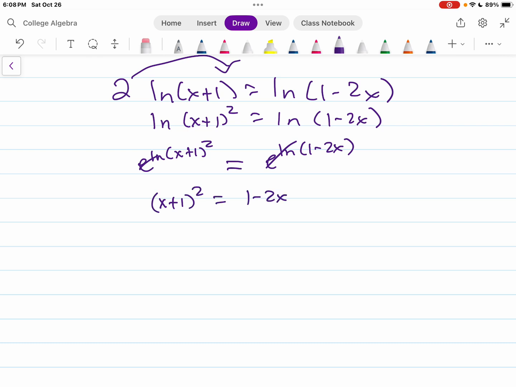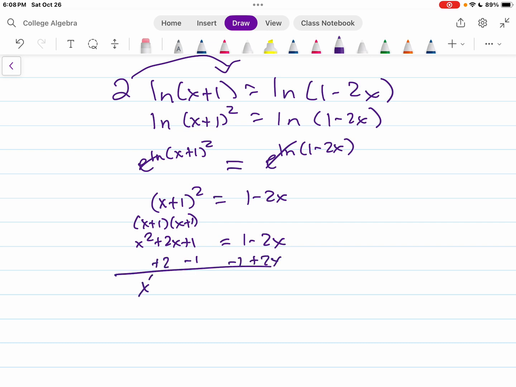I need to go ahead and FOIL that out, x plus 1 times x plus 1, which will be x squared plus 2x plus 1. That's equal to 1 minus 2x. I now need to get everything on one side and solve for x. In this case I'm going to get 2 answers because I got a quadratic, and I got to test both of them to see if they work. They may both work or they may not. So I'm going to go ahead and bring over the 2x and subtract the 1.